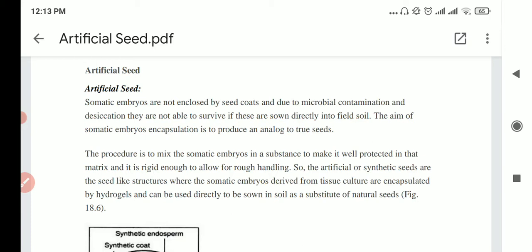Remember in the classroom, when we met each other, I told you that plants are the only organisms on earth that can regenerate into a new plantlet when we grow them in the laboratory. So suppose you cut a piece of the leaf and you grew it in the media, then it developed roots and then shoots, and into a plantlet. So that piece of leaf that you took, that is your somatic embryo.